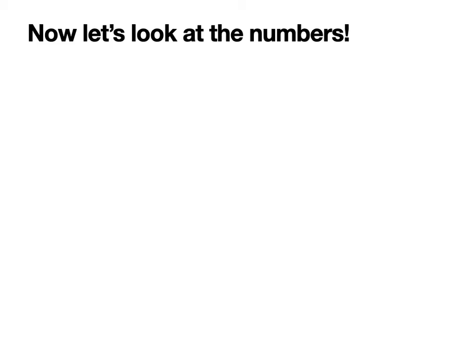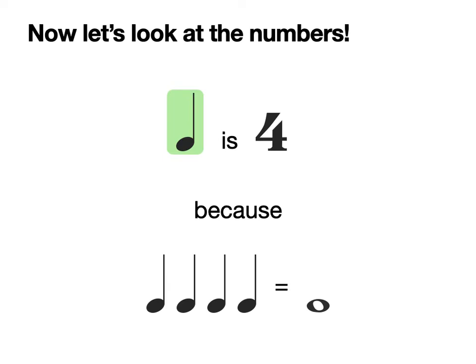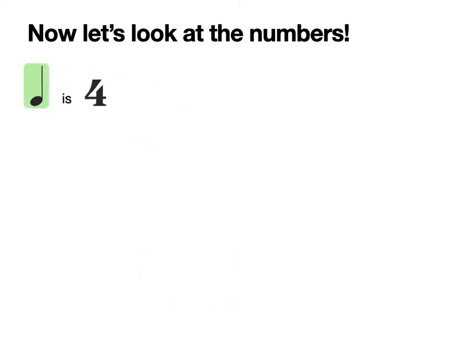Now, normally, we don't represent our time signatures with a little picture of a note. So let's look at what those bottom numbers mean. To represent a crotchet, we usually put the number 4. This is because there are 4 crotchet beats in a semibreve or a whole note.